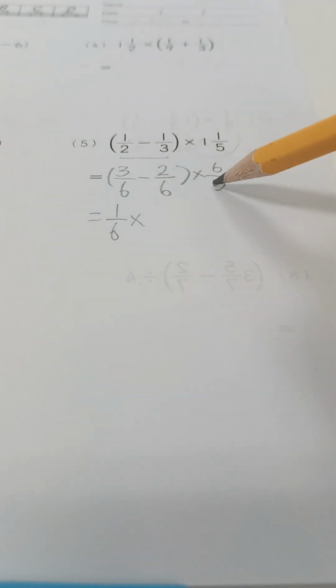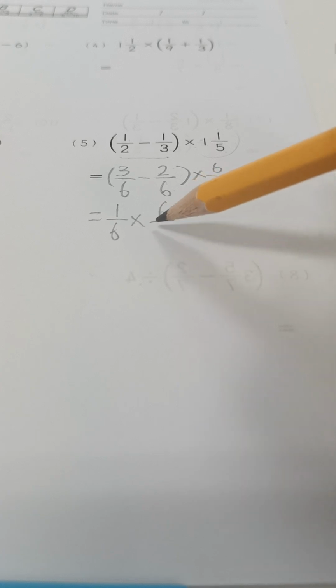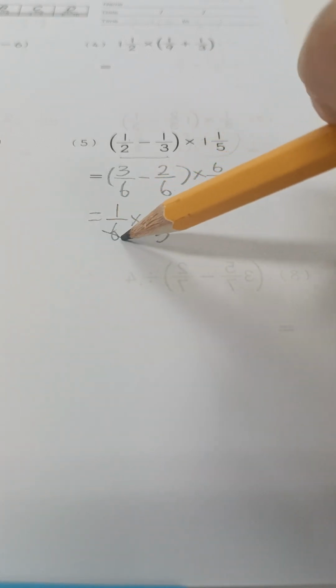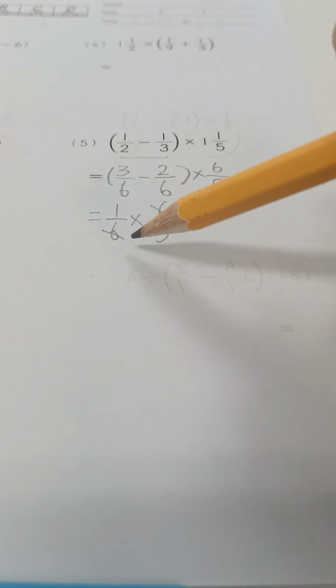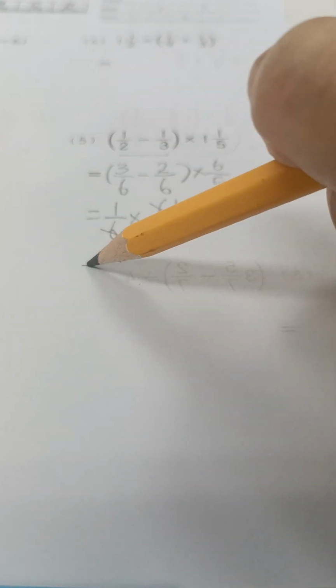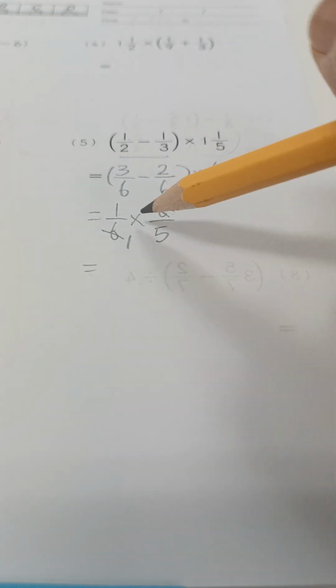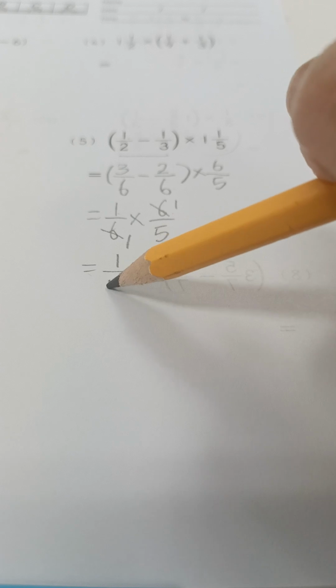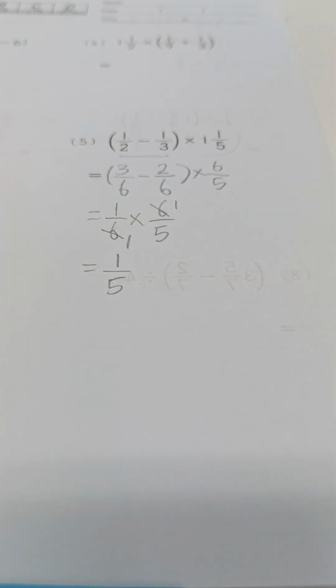And then we bring this term down. We can start to do the cancellation. Dividing by 6, we leave a 1, we leave a 1. Now for the number on top, we have 1 times 1. Leaves us a 1. 1 times 5, leaves us a 5. Okay, so that's the calculation method for doing the order of operations of 3 fractions.